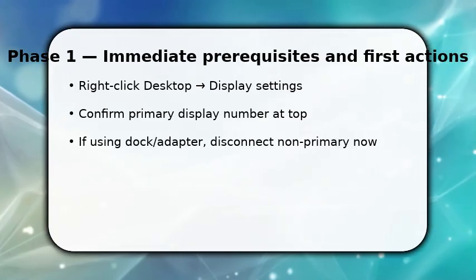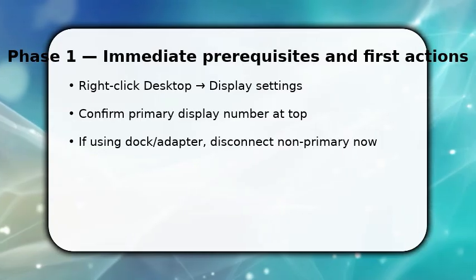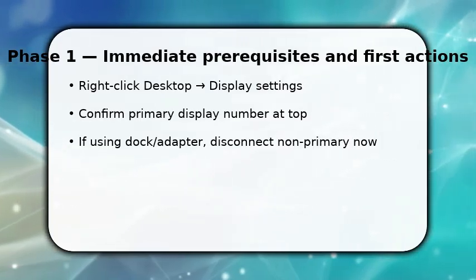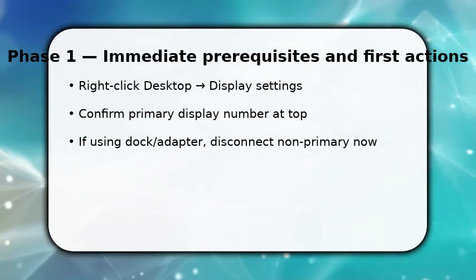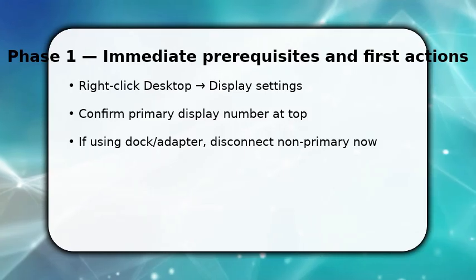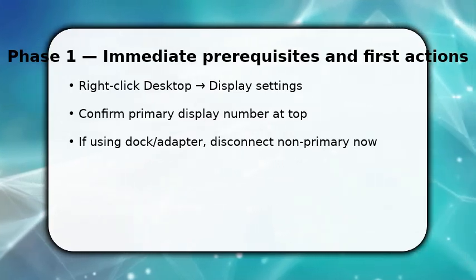You start by opening Display Settings. Right-click the desktop and choose Display Settings so you land directly on the monitor layout. Once there, identify the primary display number shown at the top. You will keep that one.